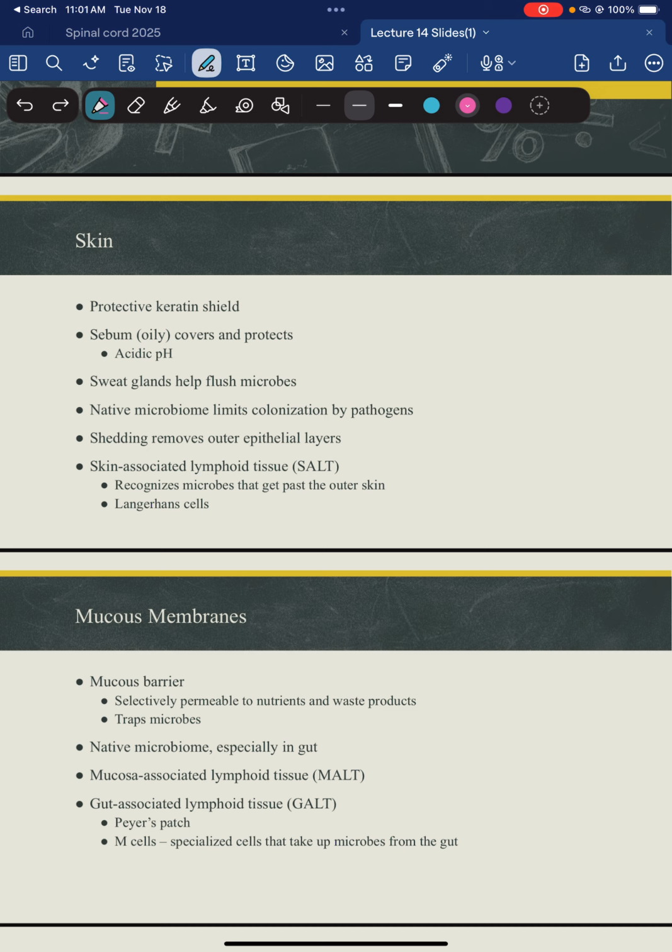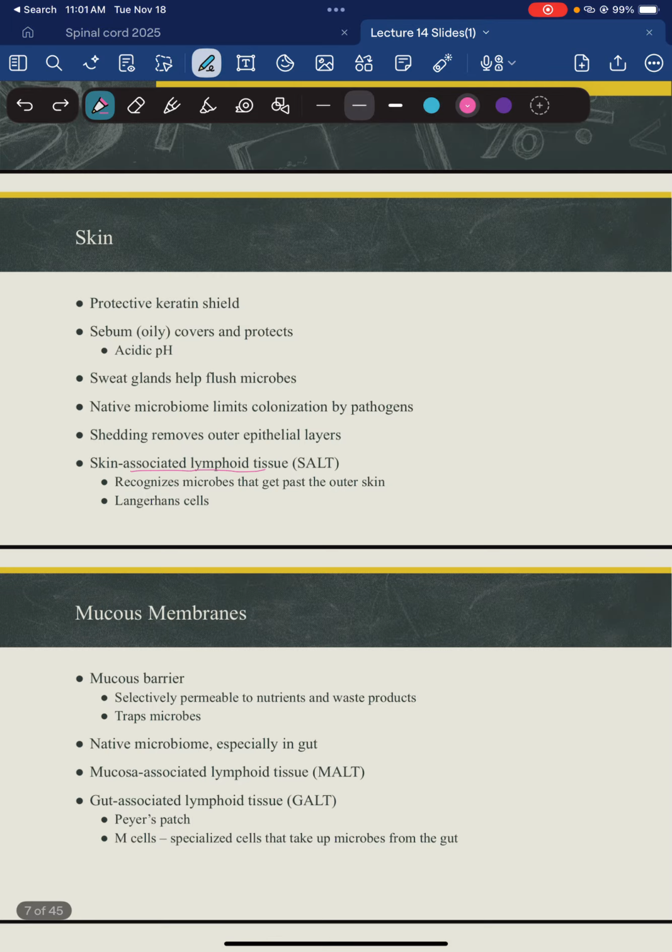One thing we haven't talked about yet are these ALT tissues. All right, so we're going to see lots of these: SALT, MALT, and GALT. And these are associated lymphoid tissues, all right? Just like you see here. These are built-in immune arrays that kind of exist inside of your body. All right, we have one on the skin. We have one in your mucous membranes.